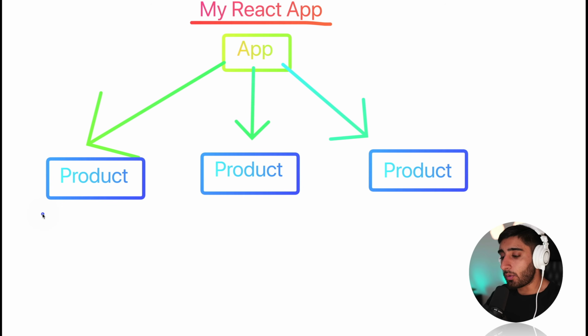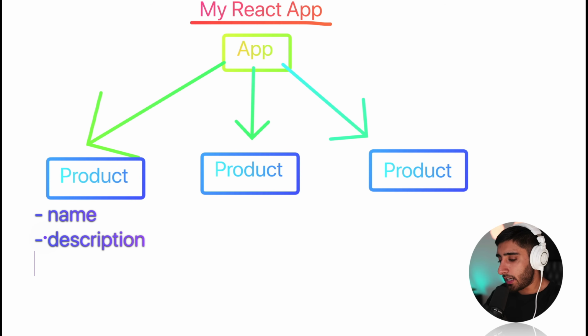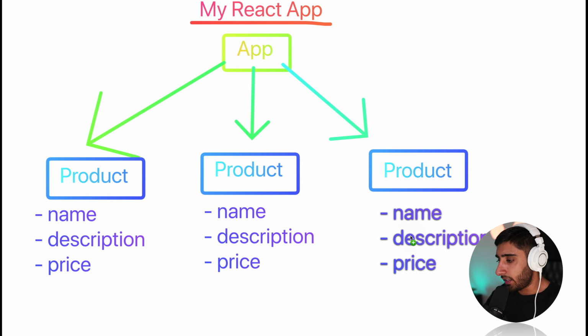So like we said before, a product can have different properties such as a name, a description, and we could have something like the price, right? And each one of these would then get passed over to each of the different components. So from the app component, we would go ahead and pass the required props to each of the components. So as we mentioned before, it would travel in a downwards tree-like motion.